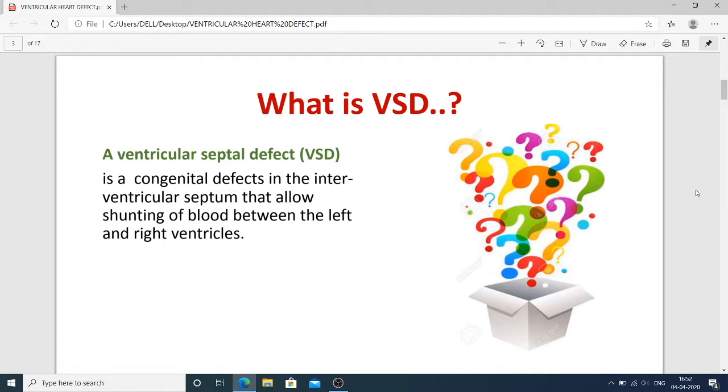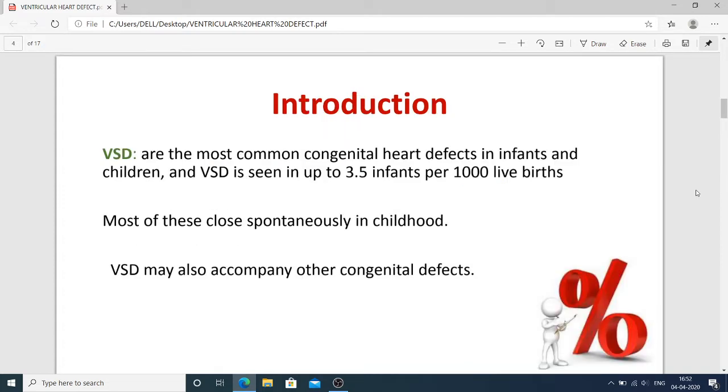If it is an acquired defect, then after birth the baby obtains this problem from the environment or from any other reason. Introduction of the VSD.